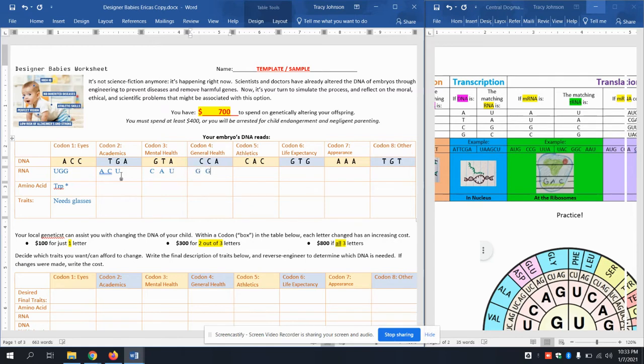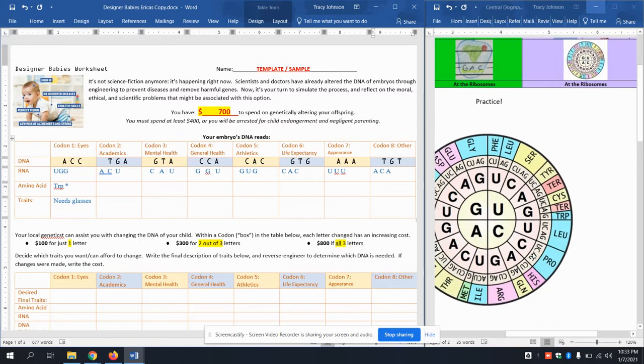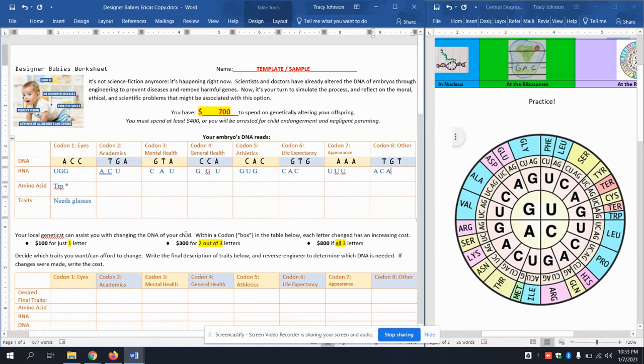Same thing here: G, G, U, G, U, G, C, A, C, U, U, U, and then A, C, A. Now I'm going to look at the amino acids, and to do the amino acids, I'm going to be using this little wheel. So I'm going to go down to the larger version so that everybody can see it here. The first one, the RNA was UGG. So I started at the center, went to U, then the smaller piece G, then the smallest one G, and it led me to tryptophan. So that's what I filled in there.